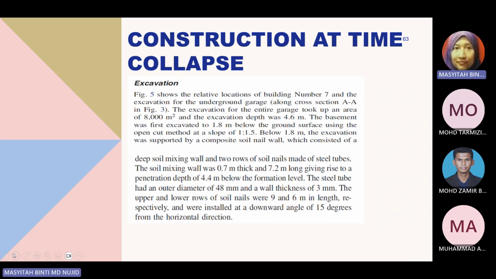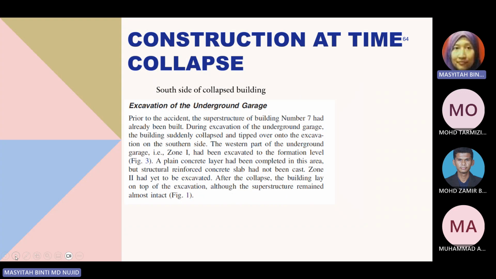Okay, the excavation. So this is the process, the construction activities on site. They started by having excavations at a particular depth, and there is some information on the slope height for the embankment. And then on the south side of the collapsed building, there was another excavation for an underground garage. So this shows the information on what happened during the failure. So there were two activities involved. At the north was the dumping activity, and at the south side was excavation for an underground garage.